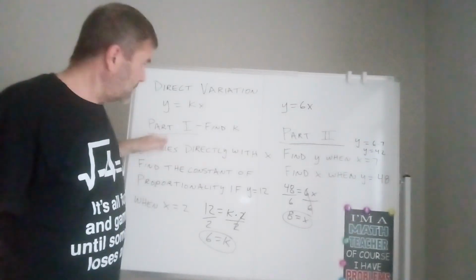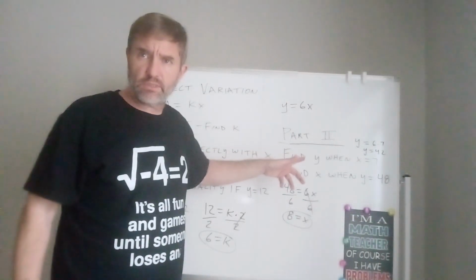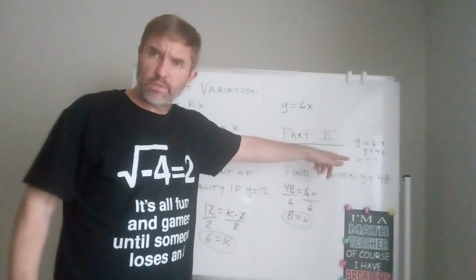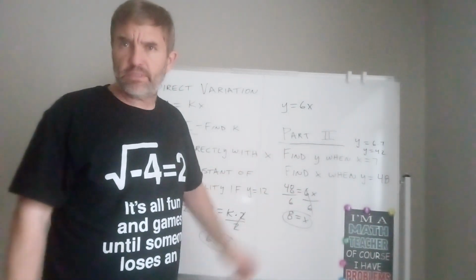This is the simple part. K is going to be positive. We did part 1, then part 2. And you don't pick these numbers. They'll tell you whether to find y when x is this or find x when y is this. And it could be one or the other or both. It just depends on the problem.